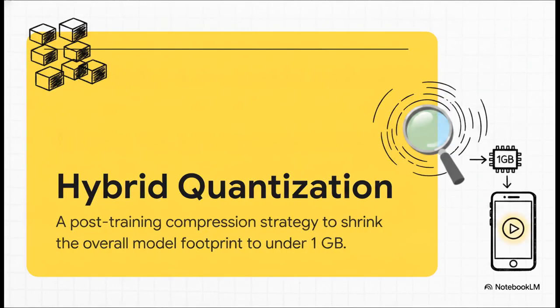And finally, Step 3 is hybrid post-training quantization. Think of quantization as the final squeeze. It essentially reduces the precision of the actual numbers the AI uses to do its math, which drastically shrinks the file size. Through this strategy, the researchers managed to compress the total model footprint down to under 1 gigabyte. This is absolutely crucial because it means the entire AI model can comfortably sit right inside your phone's memory.